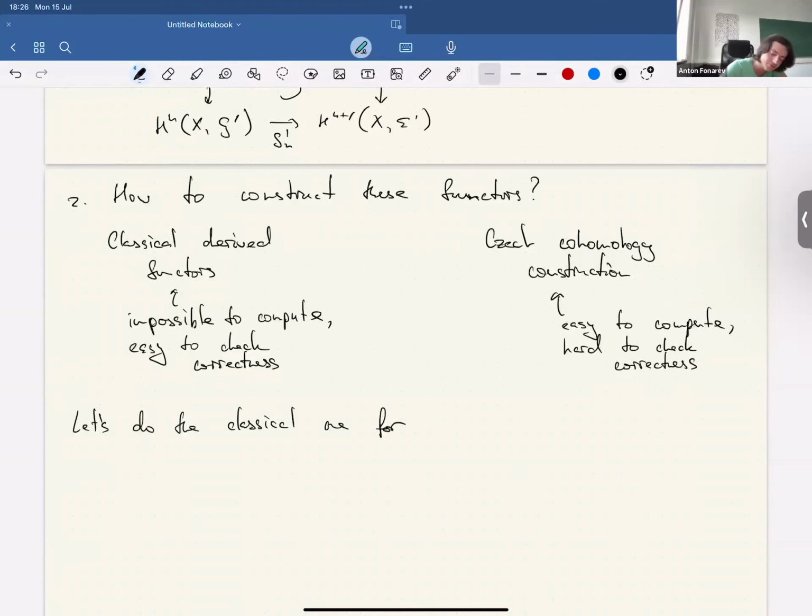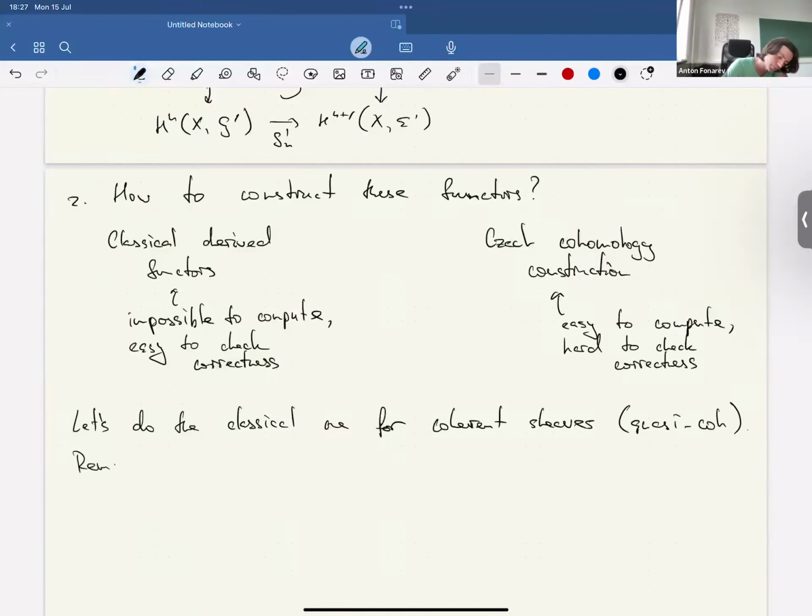Well, let's say for quasi-coherent sheaves or for coherent sheaves. Well, or quasi-coherent. You'll see why I need quasi-coherent in a second. And the solution is the following.